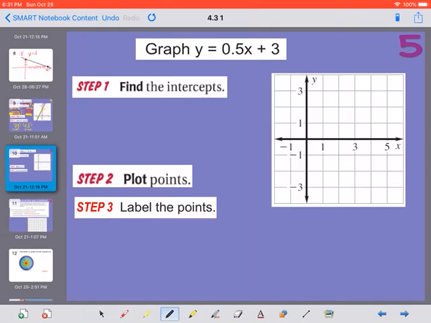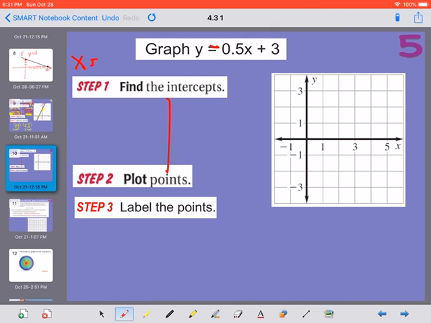I made one mistake when I actually wrote this out. There should be a negative 0.5x. So make sure you put a negative or a minus there. So let's go ahead and graph this. We need to find our intercepts.